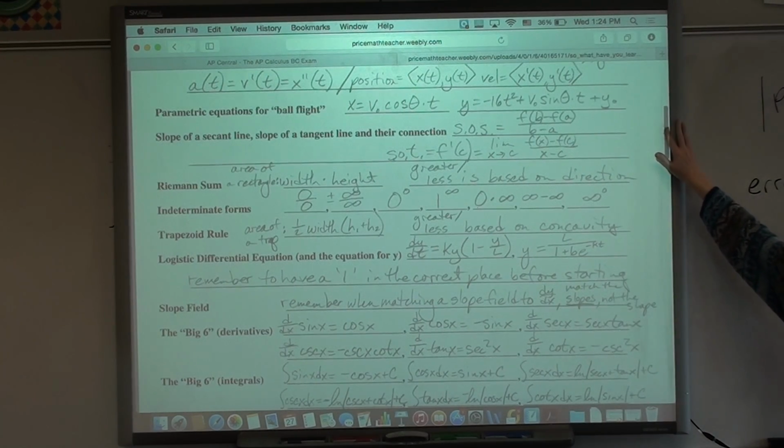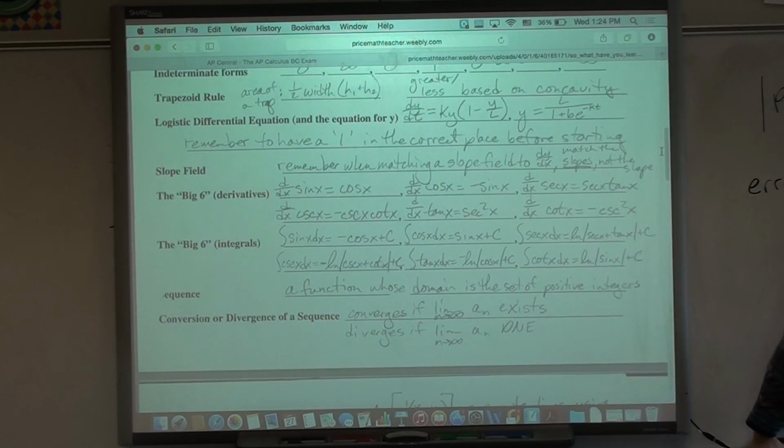Slope fields. When matching a slope field to a differential equation, make sure you're matching the slopes, not the shape of the graph. There was a multiple choice problem where they didn't give you differential equations to match to, they gave you equations to match to. When you're matching straight to equations, then you have to actually check the shape.